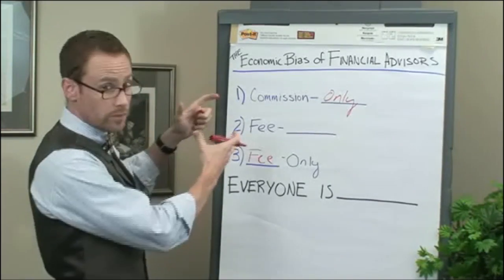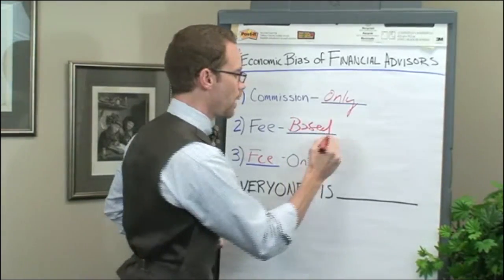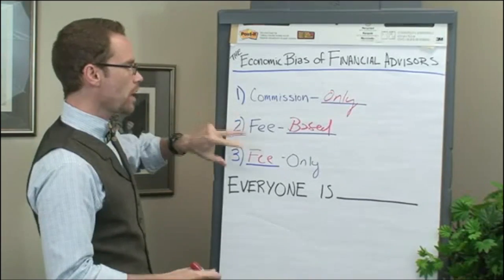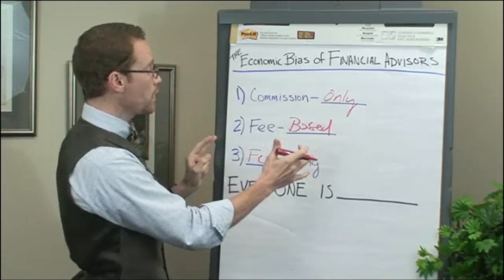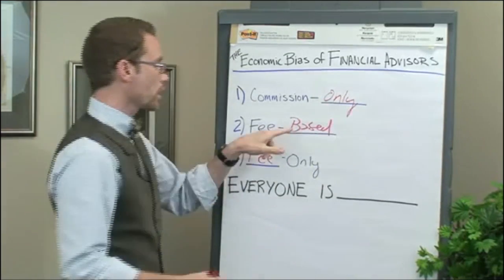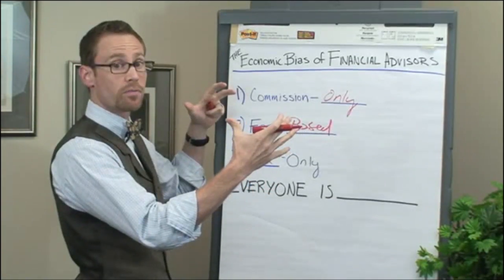The third, in this case number 2, is fee-based. And the reason I come back to this one in the middle is because fee-based is really a combination. It's somebody who derives most of their compensation from fees, but also can sell products for a commission. That's called fee-based. That's the vast majority of financial planners these days.